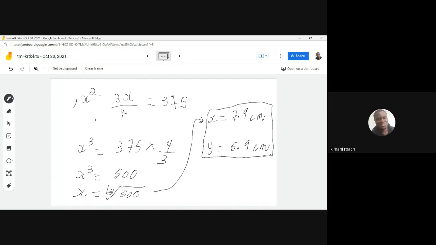That will indeed give us the minimum cost for producing our box.